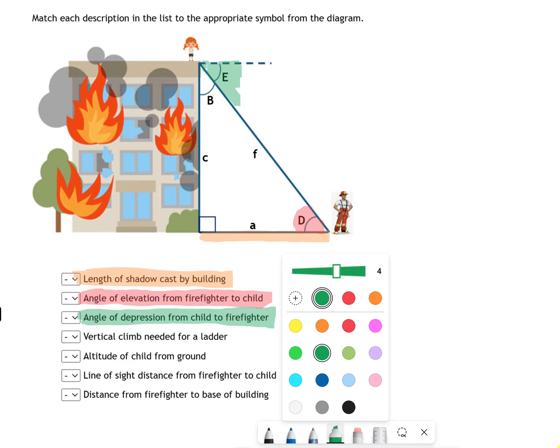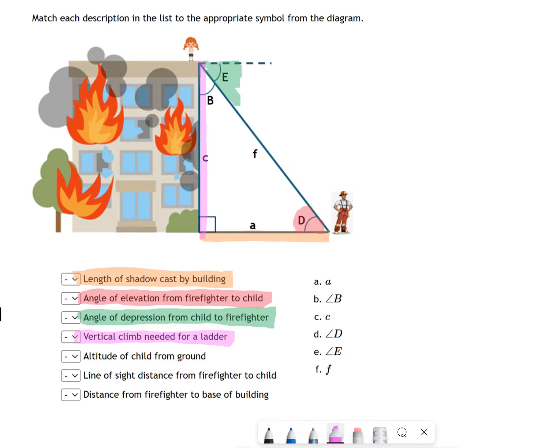Now, the next one is vertical climb needed for a ladder, okay? We're not talking about the length of the ladder. We're talking about the vertical climb needed for the ladder. So that's literally the vertical height of the building, okay? The ladder probably needs to be longer than that, but we're just talking about the vertical portion of that. The altitude of the child from the ground, same exact thing. It's just a different way of saying it. And sometimes you will have problems that say something in different ways.